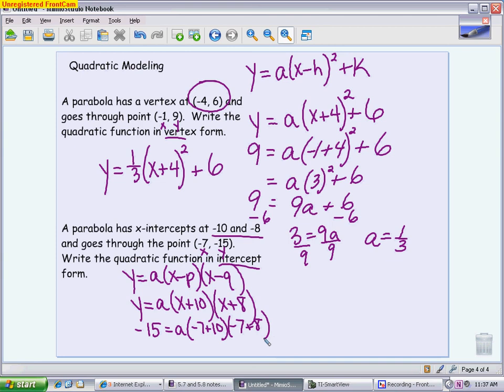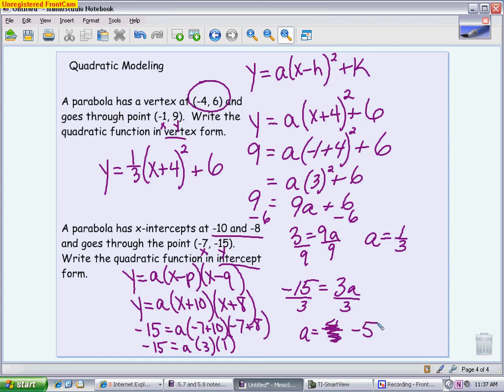I'm going to do what's in parentheses first. So I have -7 plus 10 is 3. -7 plus 8 is 1. So I have -15 equals, if I multiply 3 times 1, I get 3a. Divide by 3. I get a to be -5.